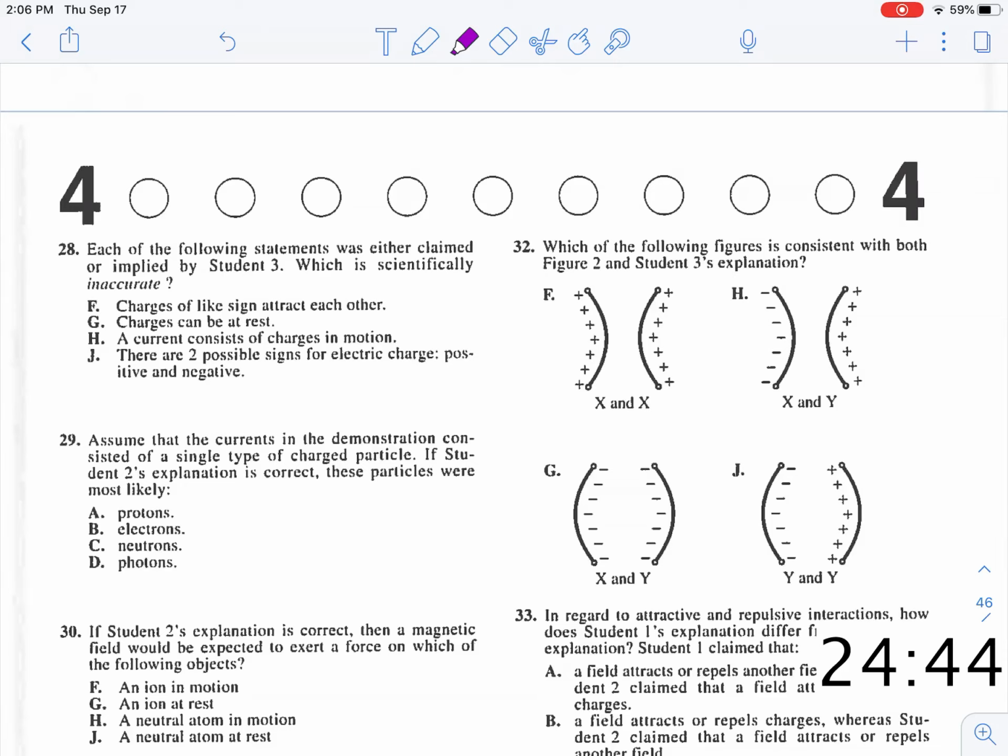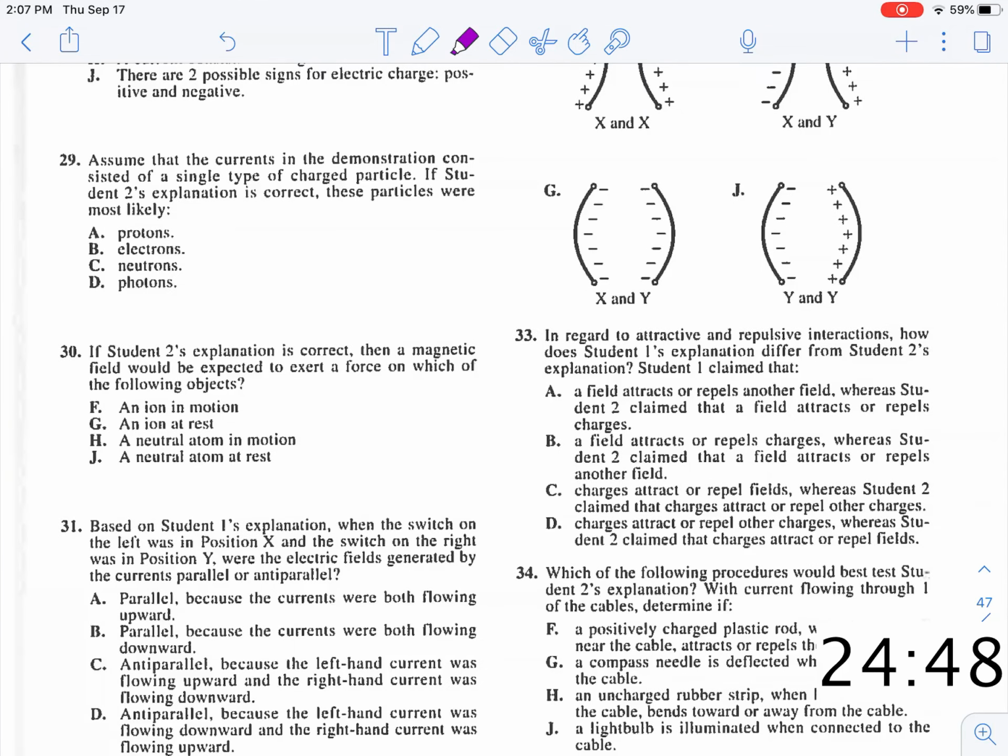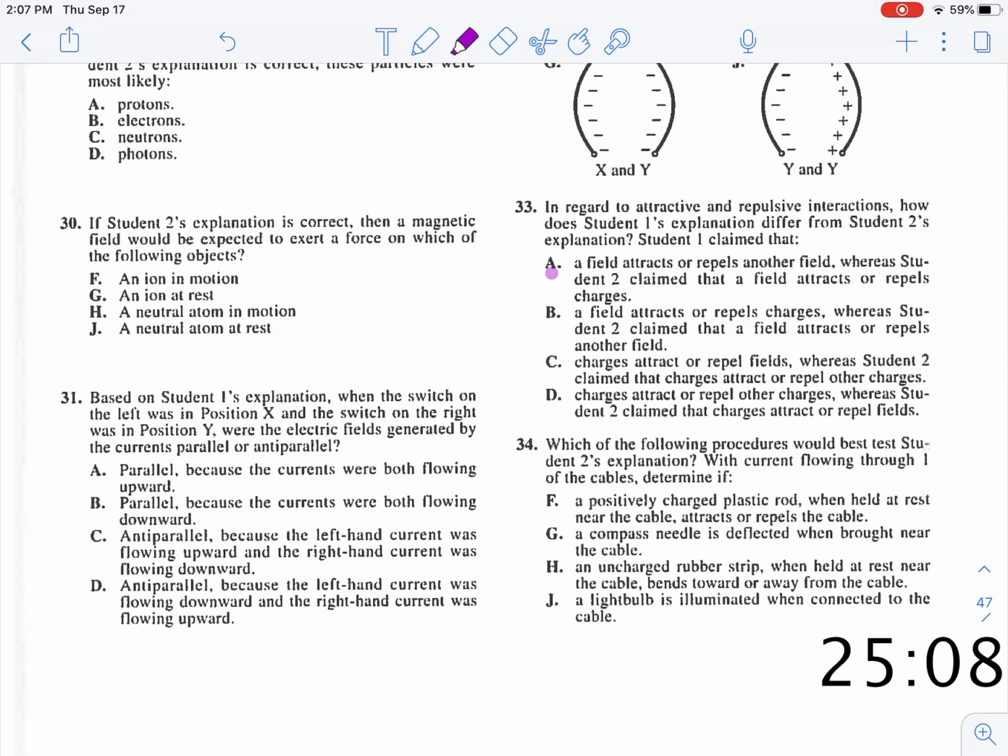Man, this is weird. What were we even on? Okay, 33. In regard to attractive and repulsive interactions. Okay, so he said a field attracts repulsively. Okay, I think it's A. 33 is A. Maybe. We'll go back to it. We only have 10 minutes.